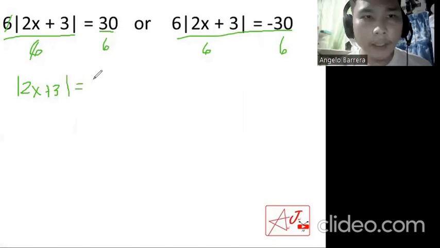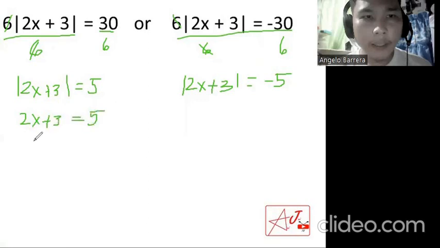And then, divide natin. 30 divided by 6 is 5. So, sa kabila naman, so same lang din. Matatanggal si 6 and then matitira si absolute value of 2x plus 3 which is equal to negative 5 naman dito sa side na ito. Okay. So, ngayon, proceed na ulit tayo. Matatanggal si absolute value. Magiging 2x plus 3 equals 5. And then, eliminate natin si 3 dito sa left side. Kunin lang natin ang opposite na sign ng positive 3, which is equal to negative 3.